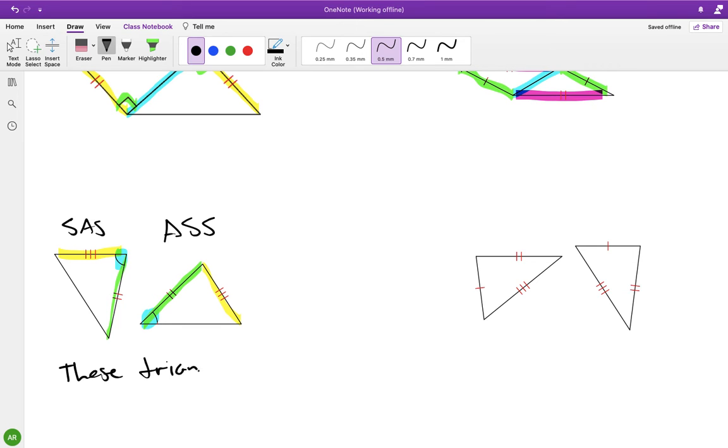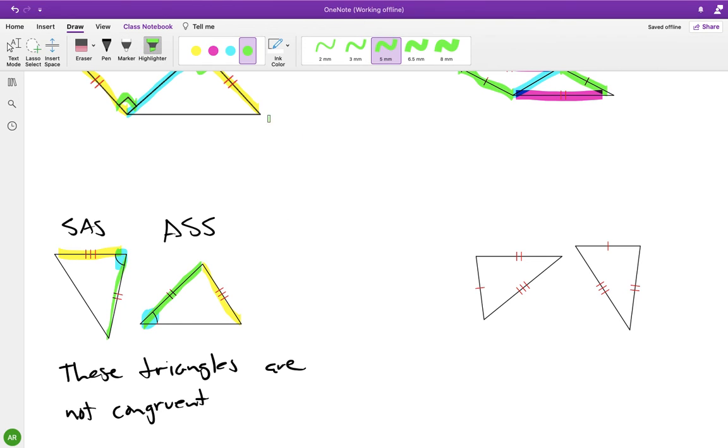We did not meet any of the conditions. So angle, side, side, right, doesn't line up. Even though we have congruent sides and a congruent angle, the position of the congruent sides and congruent angle has to be considered. Remember, the angle has to be between the two congruent sides for it to work. All right? Okay, so keep that in mind.